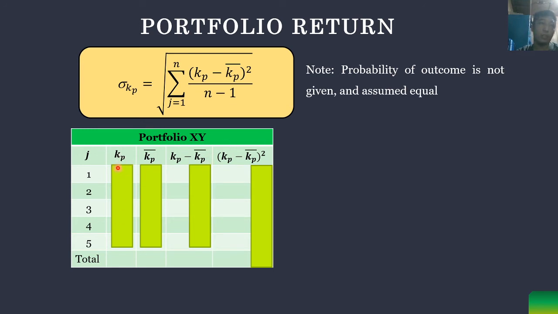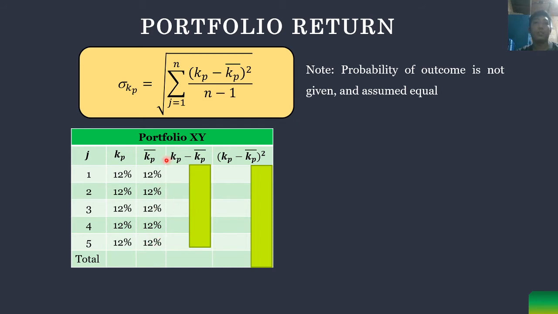So, ito yung ating return on the portfolio, 12%. Kasi itong k-bar, paano natin makakompute yan? So, 12% for 5 years yan, di ba? So, 12 plus 12 plus 12 plus 12 plus 12 divided by 5. Kaya hindi natin alam eh, so assume equal yung probability. Okay, so 12% din. So KP minus KP bar, 0.